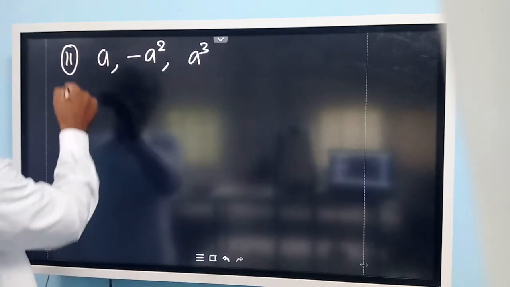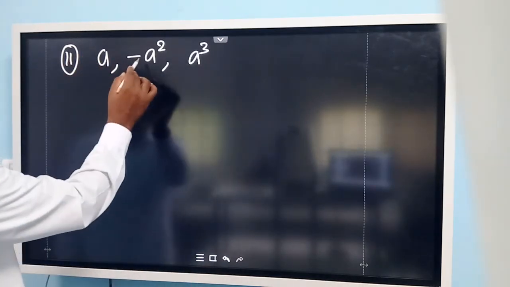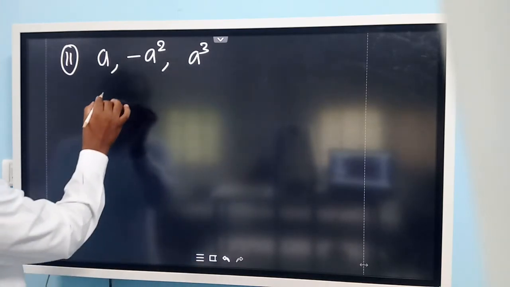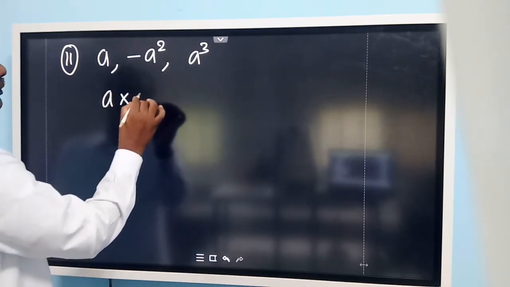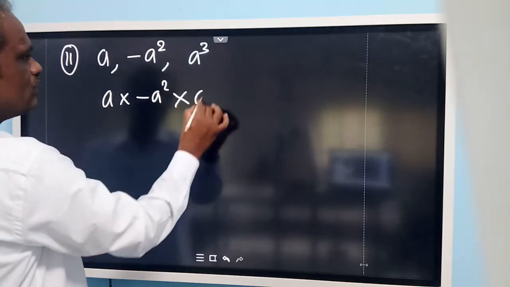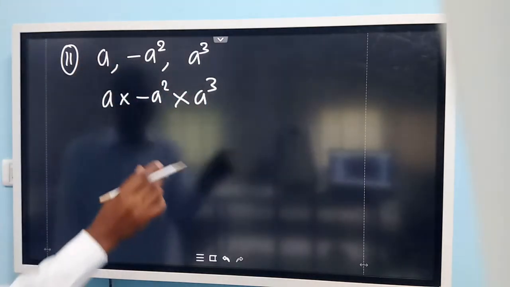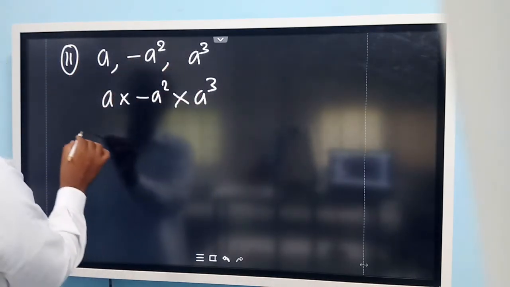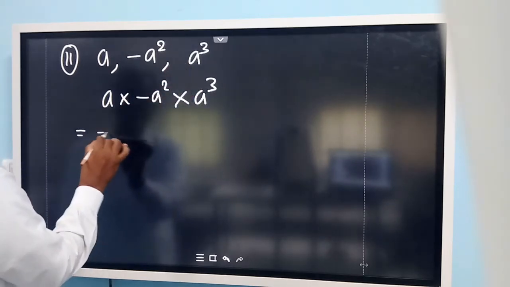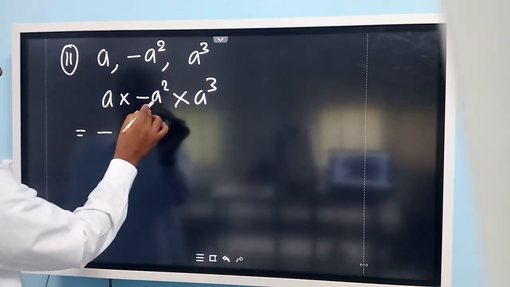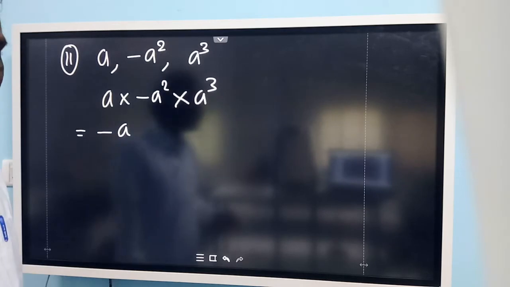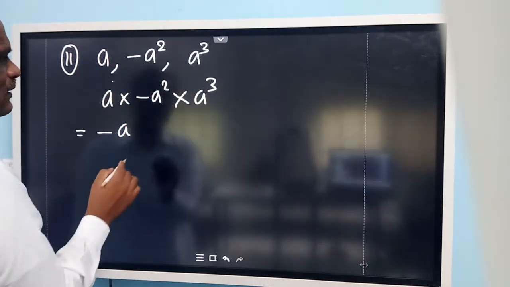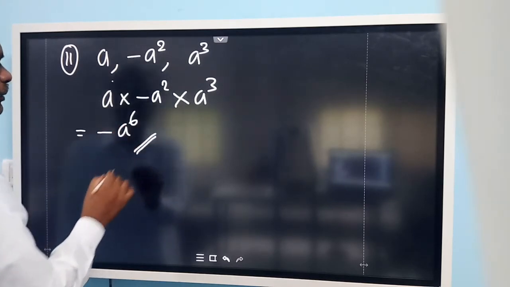The question is having three monomials, a, minus a square and a cube. We need to find the product of these three. So let us see a into minus a square into a to the power 3. See all these polynomials having the coefficients as 1, here minus 1, here 1. So once you multiply all these things, it becomes minus itself. So all are having the same variable as base. Now add the powers now. 1 plus 2 plus 3, 6, minus a to the power 6.